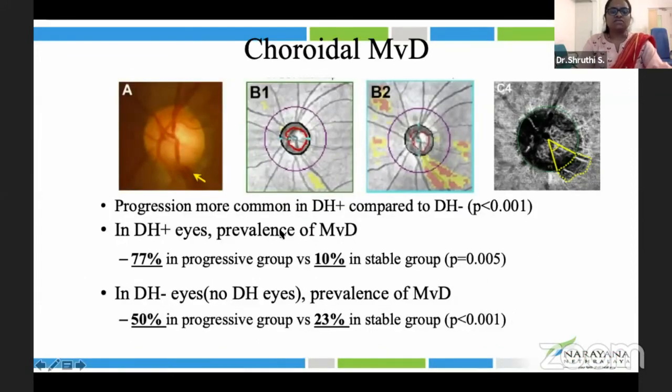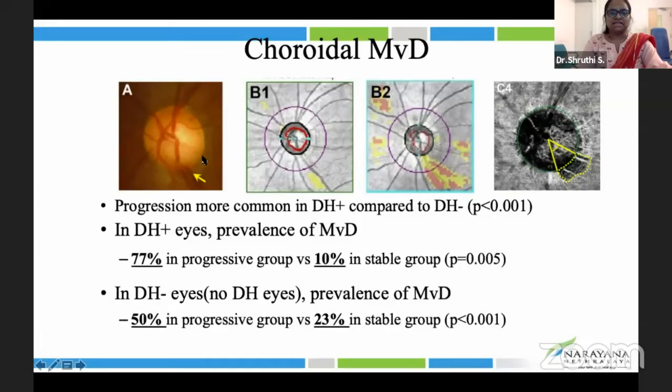So progression was more common in presence of disc hemorrhage compared to absence of disc hemorrhage. And 77% of eyes which progressed in disc-hemorrhage eyes had microvascular dropout, compared to 10% which was stable. In eyes with no disc hemorrhage, 50% of eyes which progressed had presence of microvascular dropout.